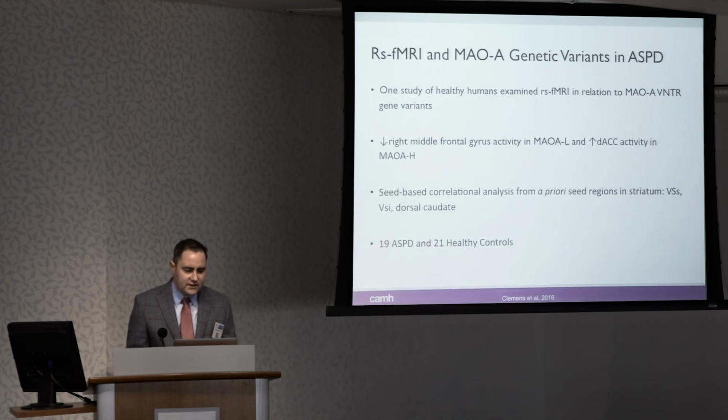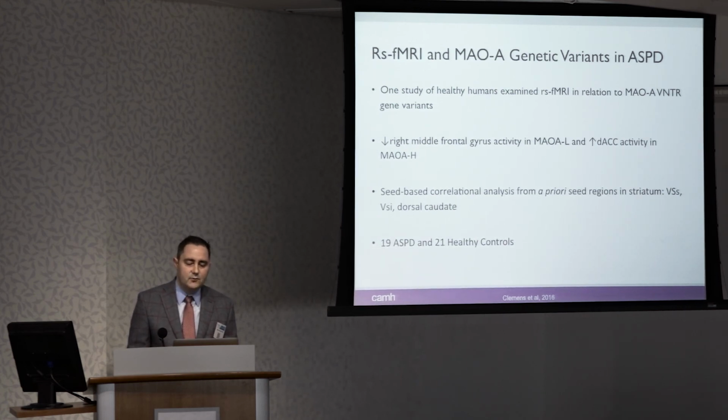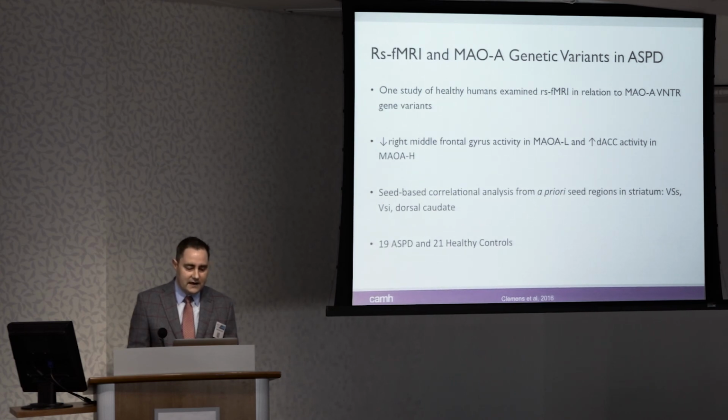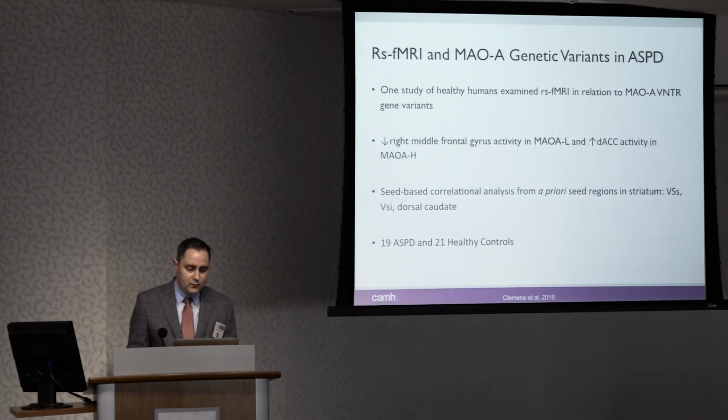So our last study was looking at resting state fMRI and MAOA genetic variants in ASPD. One study of healthy humans examined resting state fMRI in relation to the genetic variants, and they found decreased right middle frontal gyrus activity in MAOA-L and increased dorsal activity in the high activity MAOA allele. What we did was a seed-based correlational analysis from a priori seed regions in the ventral striatum and the dorsal caudate. And we had 19 ASPD and 21 healthy controls.